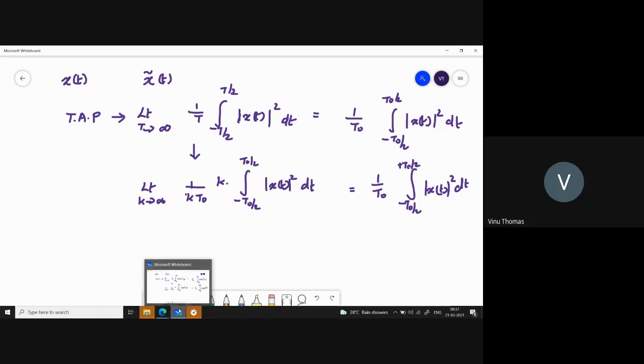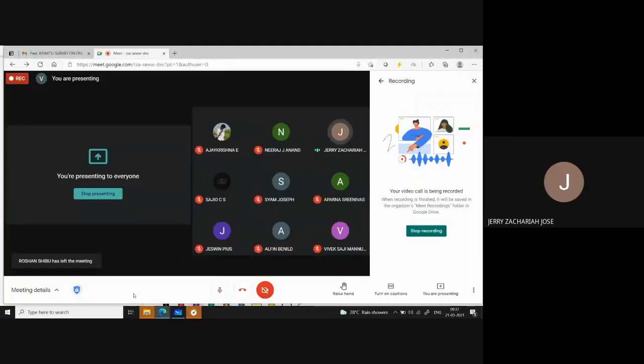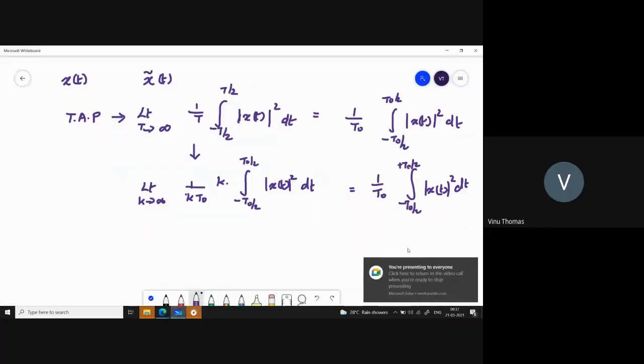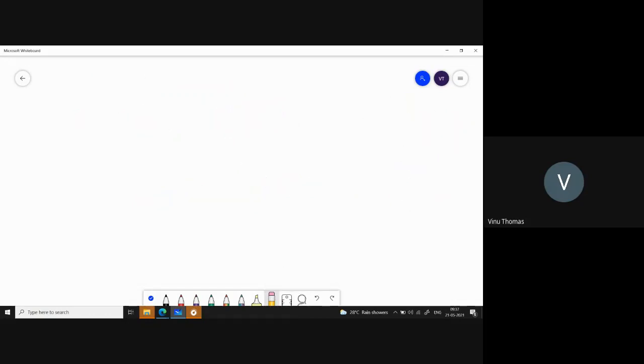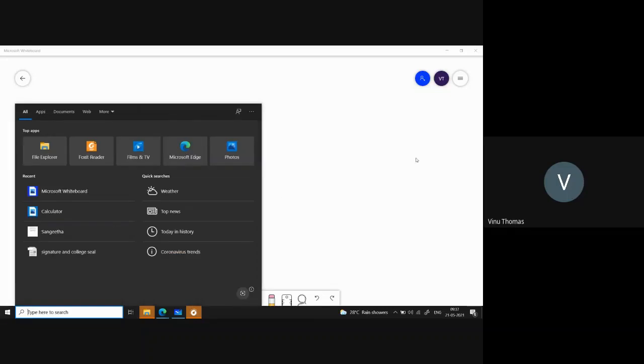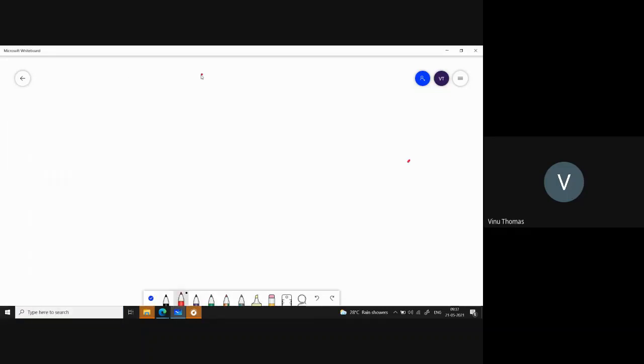So this means that the total average power. Hello, sir. Yes. Sir, how did that k come there? Okay. So I will draw a figure and explain, so that will be easy. Let us look at some periodic signal. I will draw a cosine wave to illustrate this.